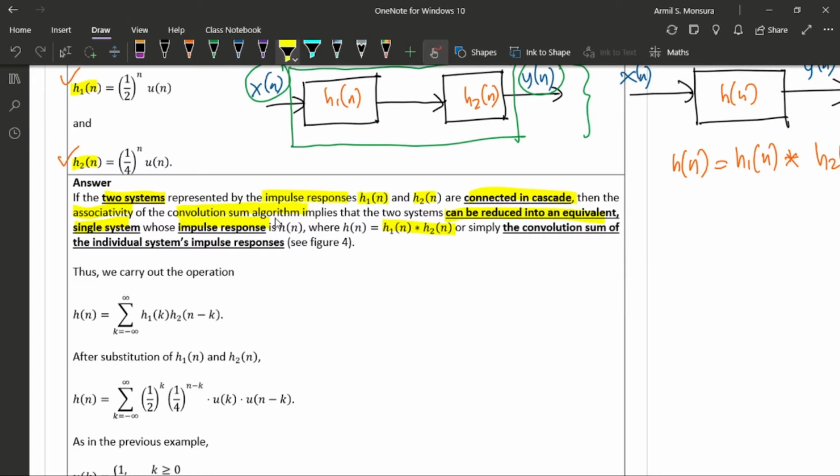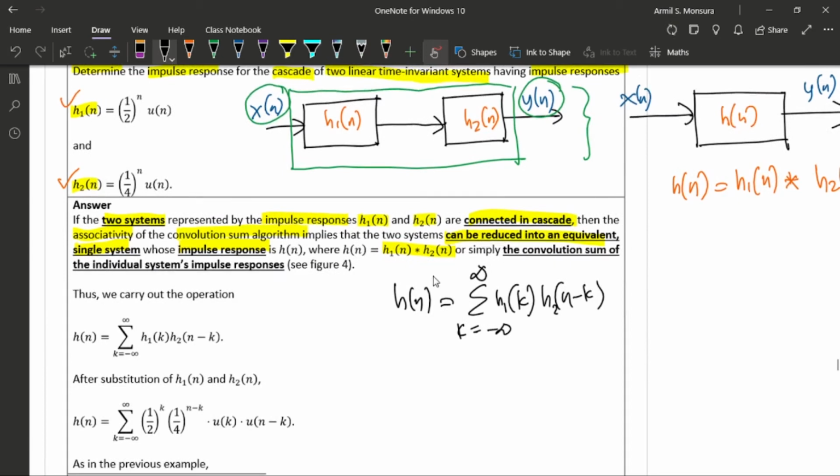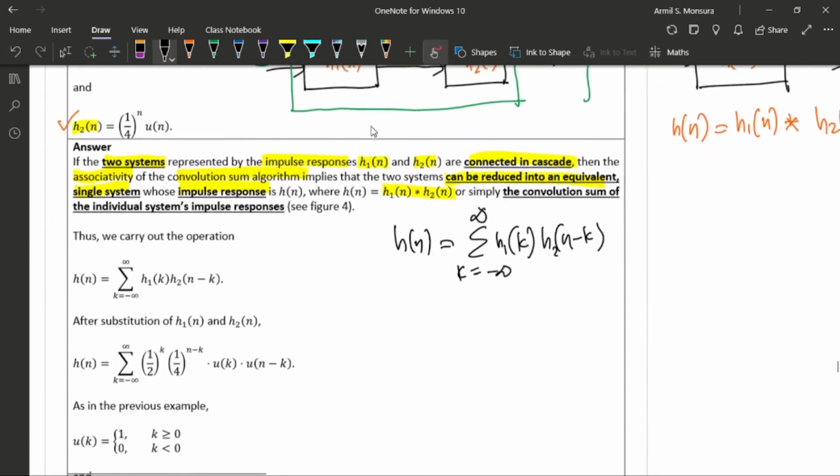Now, we are used to the long form of the convolution sum formula, y of n equals the summation of x of k h of n minus k for k equals negative infinity up to positive infinity. So let's modify this a little. Instead of x, let's have h1, while this one we make h2, and instead of y, we make h, which now represents the equivalent impulse response that represents the two cascaded systems.